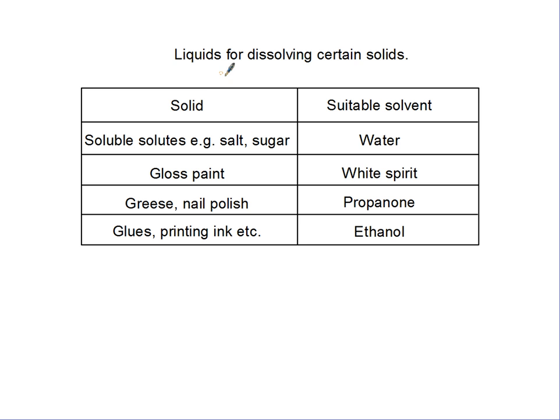These are liquids for dissolving certain solids. Please take note of them. Solid and then suitable solvent. We have soluble solids, for example salt and sugar, and we can just use water. Gloss paint, we can use white spirit. Grease and nail polish, we use propanone. Glue and printing ink, we use ethanol. This is just like an alcohol.